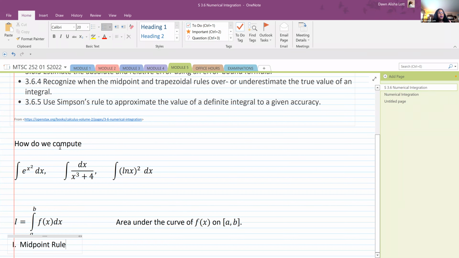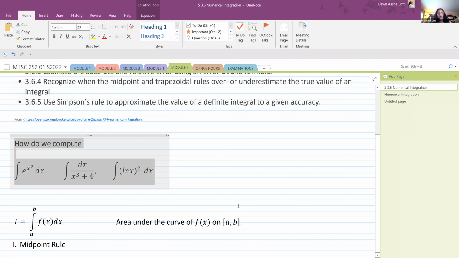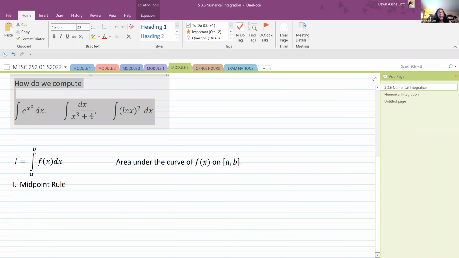So as we look at these, here are some difficult integrals: e to the x squared, the integral of dx over x cubed plus 4, and the integral of log of x squared. So the three methods that we're going to do are the midpoint rule, the trapezoidal rule, and Simpson's rule, and all of them are going to help us approximate what we call the definite integral.